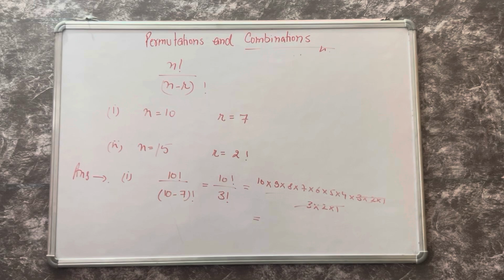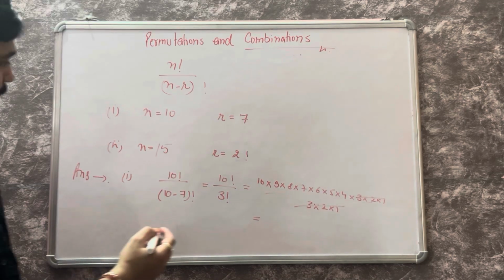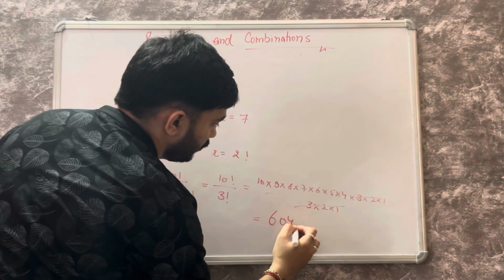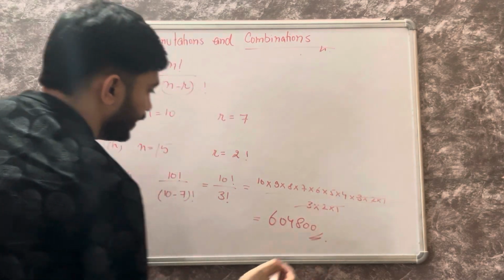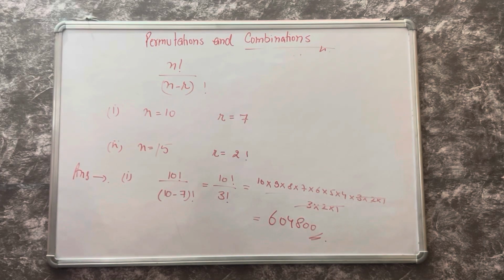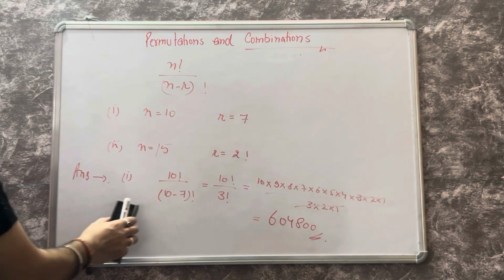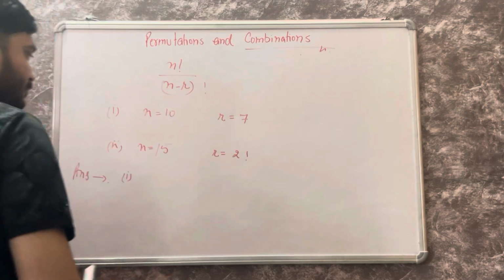After multiplying this, you will get the answer. That is, you have to multiply 10 into 9 into 8 into 7 into 6 into 5 into 4, and you will get the answer as 604800. Any doubt? Now moving forward to solve the second question.